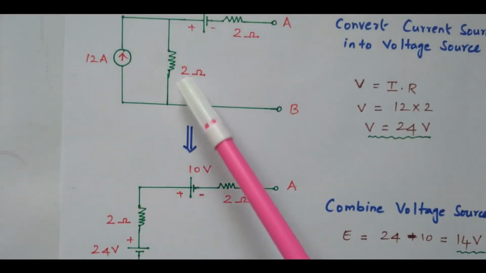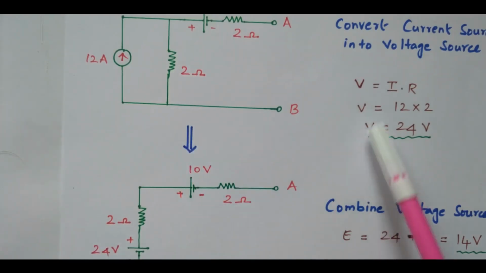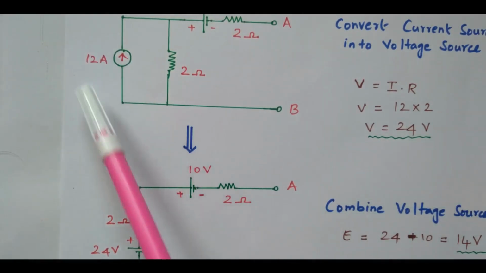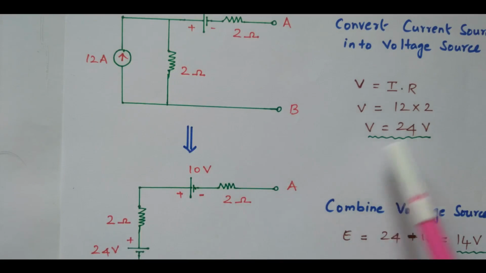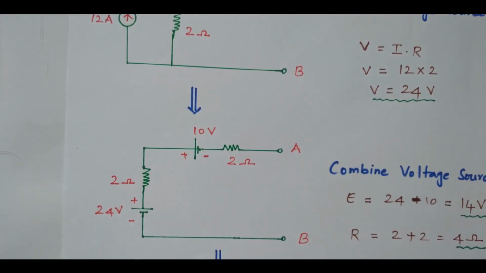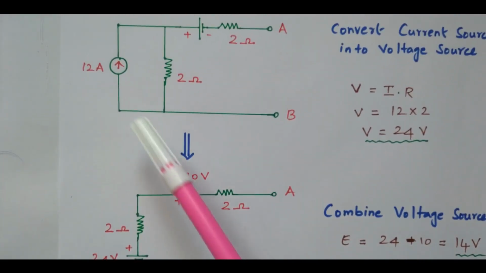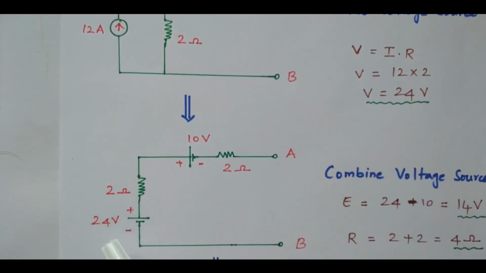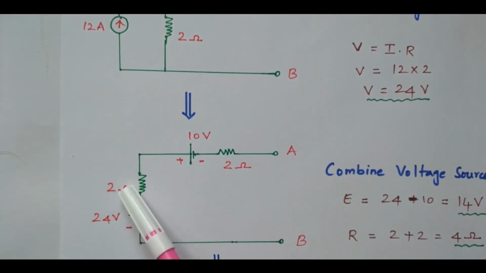So 2 ohm. Then how will you find this voltage V? V is nothing but I into R. I and R are available. Current is 12 ampere and R is 2 ohm. So 12 into 2, 24. So we get 24 volts here. So the 12 ampere source with a 2 ohm internal resistor is now converted into a 24 volt source in series with an internal resistor of 2 ohm. This 24 is calculated here.